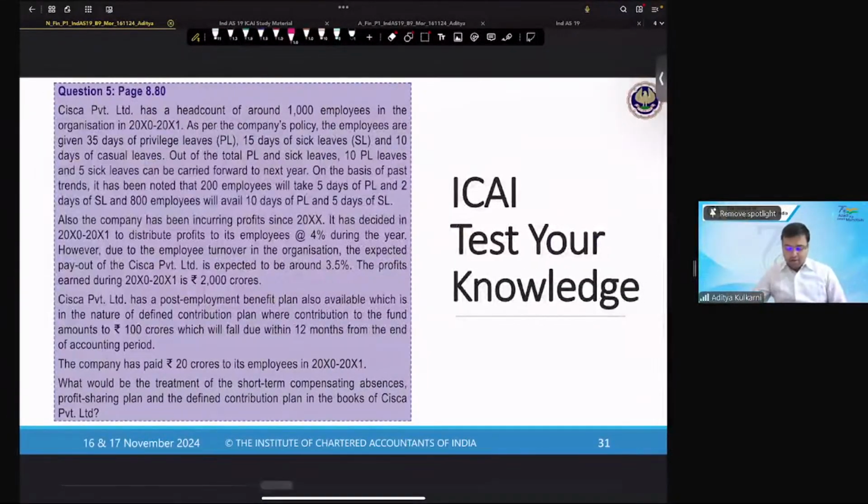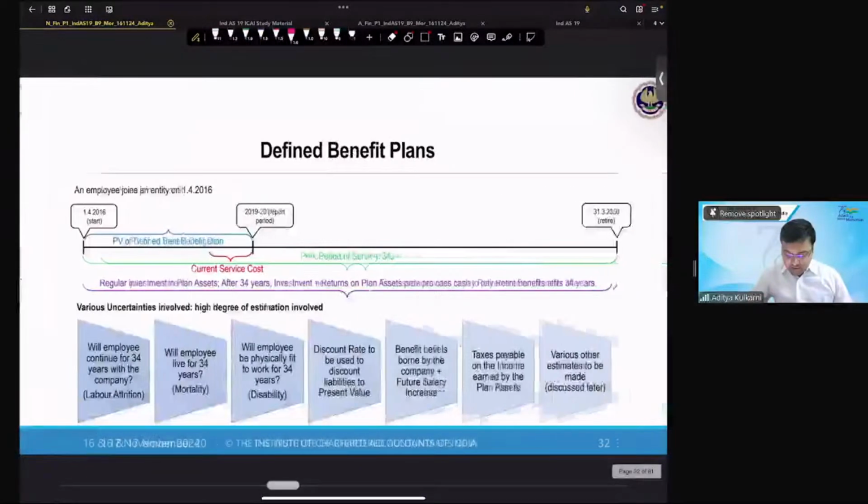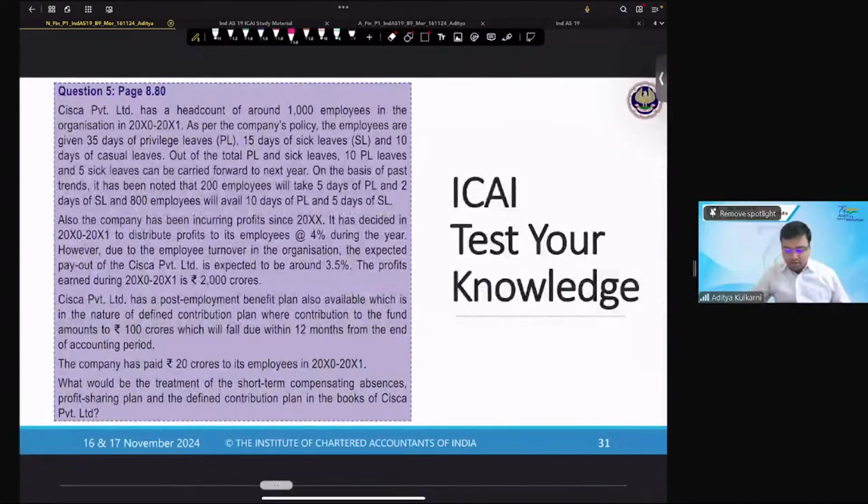Okay, all right, fine. What I want you to do is, whatever questions we have done till now, this is a summary of all that. See, Cisca has a headcount of 1,000 employees. The leave policy is 35 days privilege, 15 days sick leave, 10 days casual. Out of this, these many days of privilege, these many sick leaves carried forward. Is this similar to one question that we already did? This first paragraph? Yes, sir.